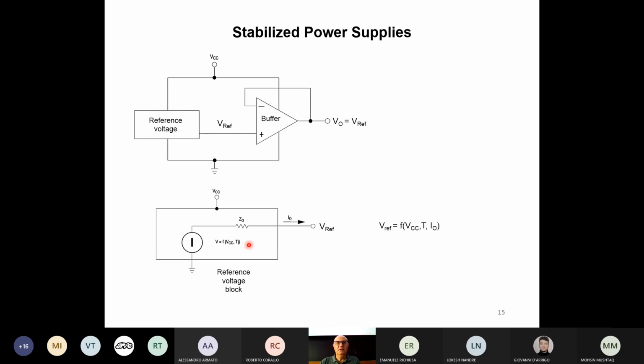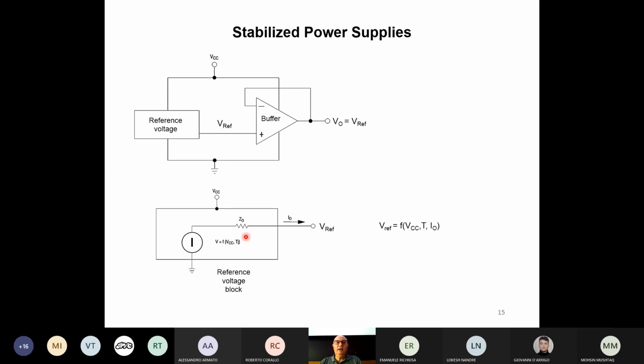Actually, here I wrote that this voltage reference in a real situation can depend on the VCC and on the temperature, TJ, the junction temperature of the device. What we want is some system where the dependence on the VCC and on TJ is almost zero. But in general, we will have a dependence on this. We will see what happens.